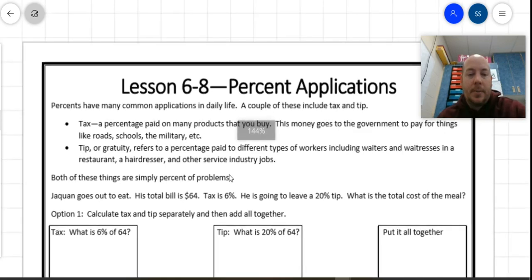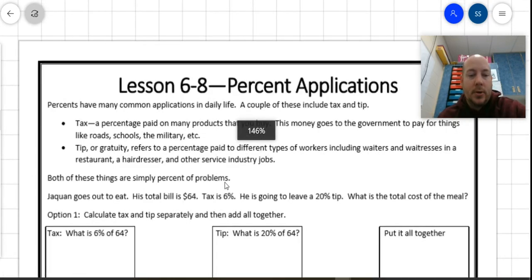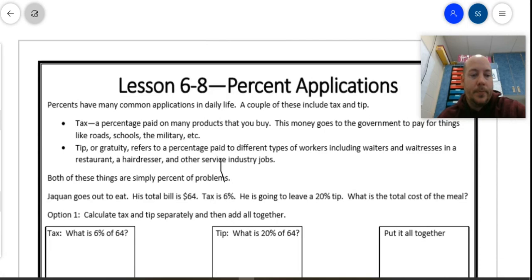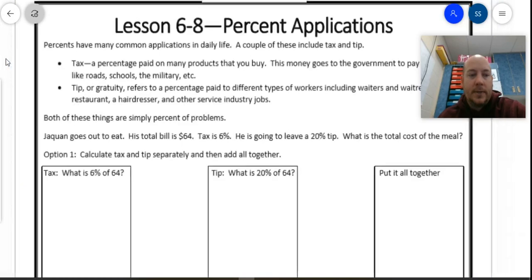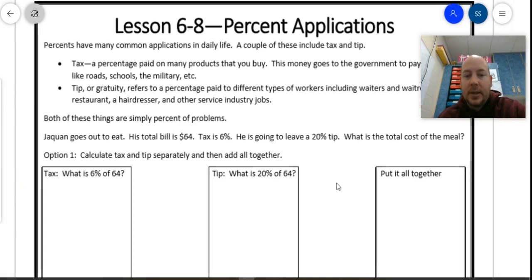All right, example here, it says Jaquan goes out to eat. Jaquan goes out to eat. His total bill is $64. His tax is 6%. He's going to leave a 20% tip. What is the total cost of the meal? So he's got to pay for the bill. He's got to figure out the tax. He's going to leave a tip. He wants to know what's the total. So one way you can do that is just do it all separately.